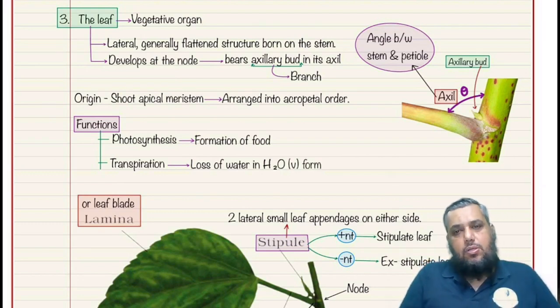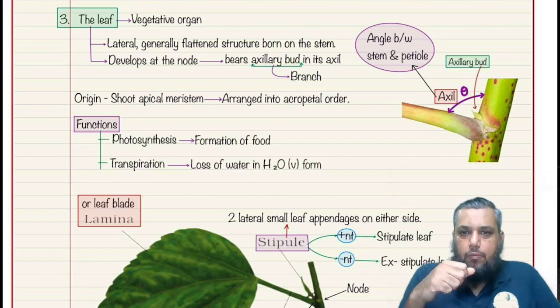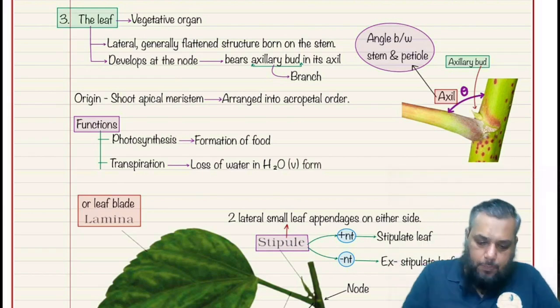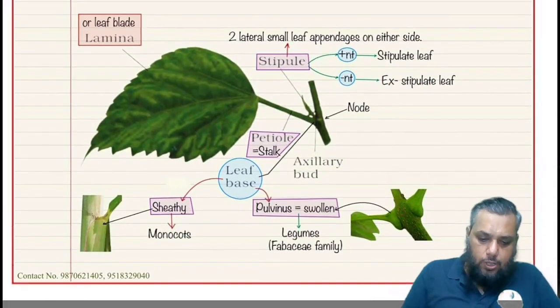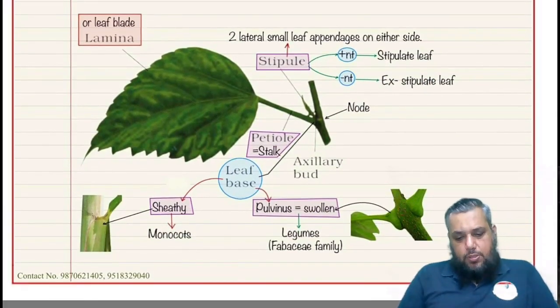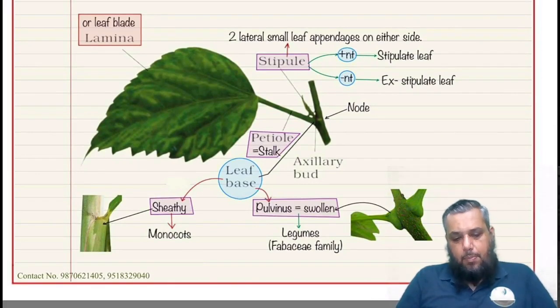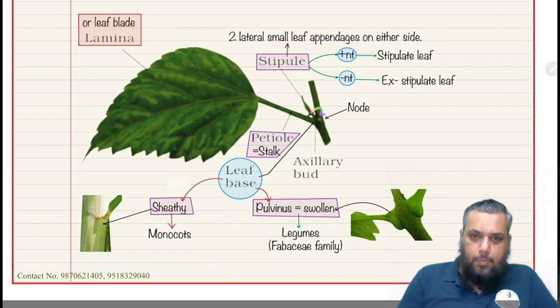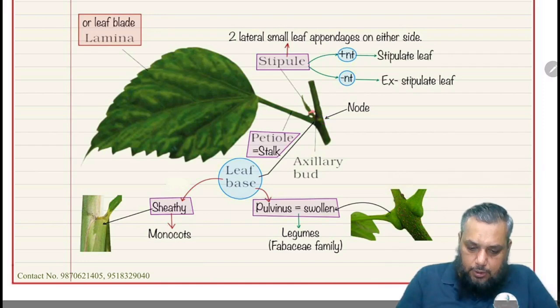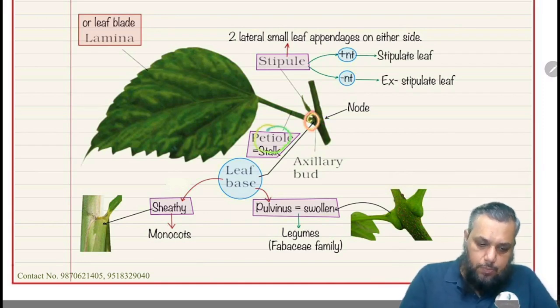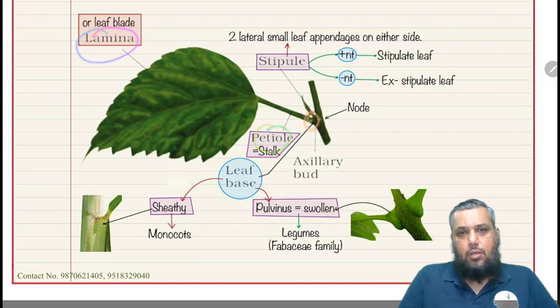The leaf arises from the bud, which is called the leaf primordia. और ये leaf primordia से आगे leaf develop होती है. एक typical leaf जो है, it shows the presence of three parts. What are the three parts? Let us highlight them. The leaf base, the petiole, and the lamina.